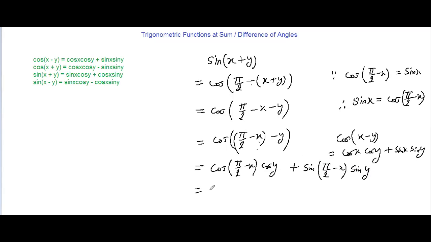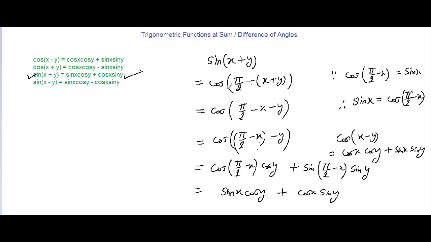And by the complementary angle formula we have just proven, cos of pi by 2 minus x is sine x. This is cos y. Sine of pi by 2 minus x is cos x. And this is sine y. So we have proven this: sine of x plus y is equal to sine x cos y plus cos x sine y.